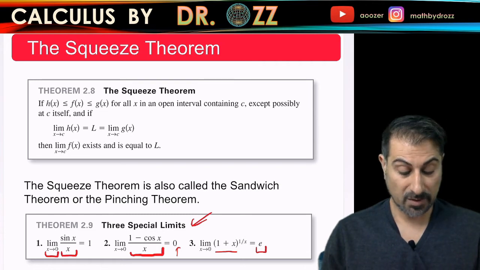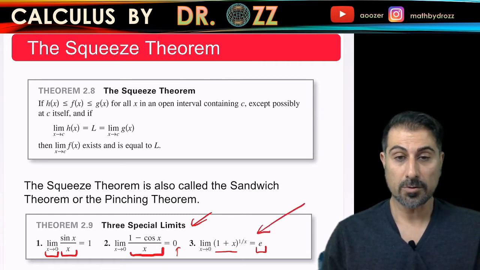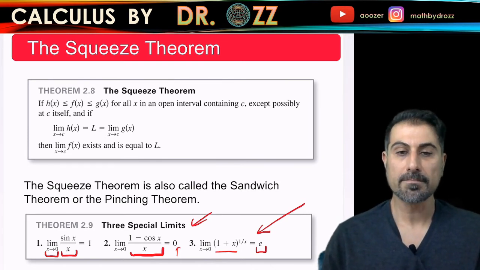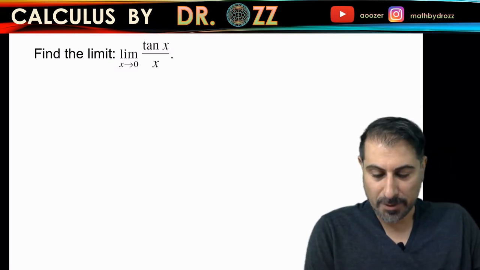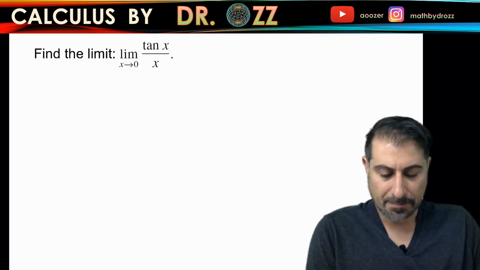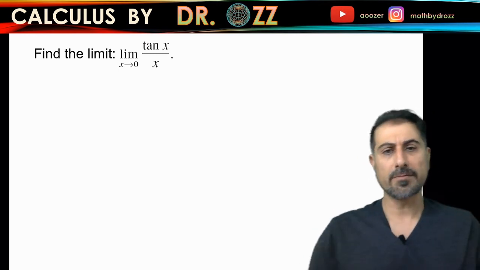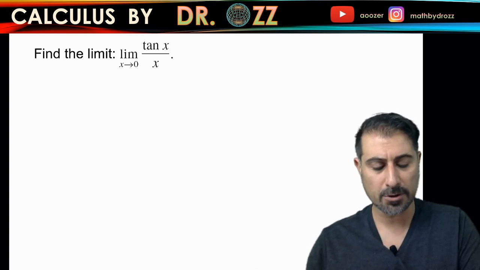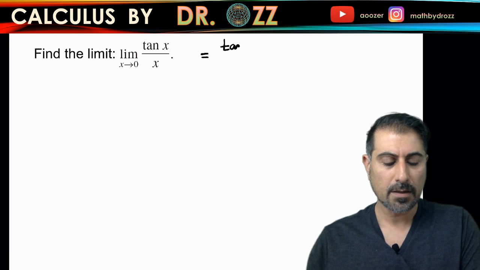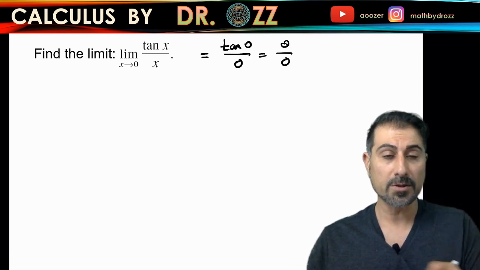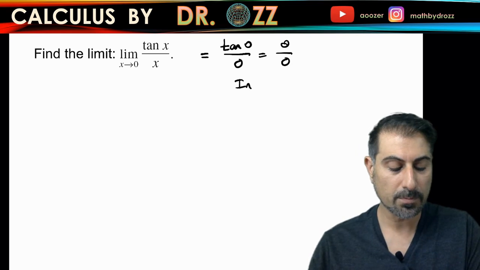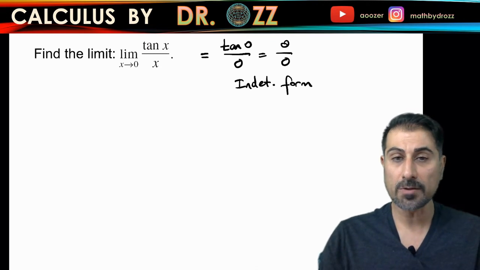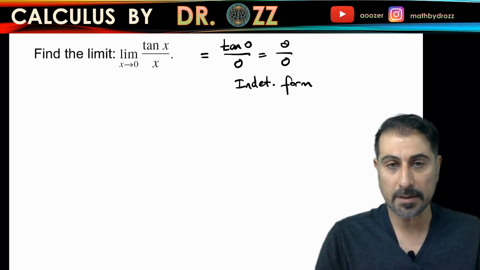As I said, you are going to be able to use those known limits to evaluate the limits of other functions. Here's an example. We're going to find the limit of tangent x over x as x approaches 0. This function is a rational function, but it involves a trig function, tan x. If you use direct substitution, you will see that tan 0 over 0 is just 0 over 0. That's an indeterminate form. To be able to calculate this limit, I'm going to use one of the known limits that I have shown you.